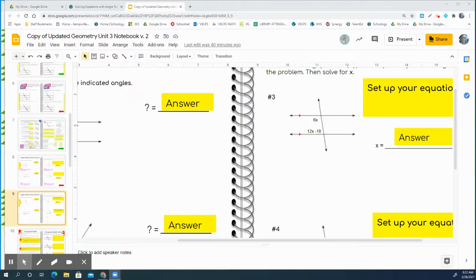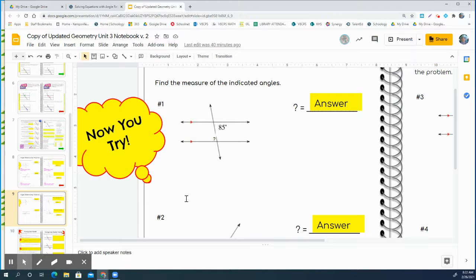Got about 60 more seconds. You're doing all 4 problems on slide 9. So to wrap up the question you're on, I'm going to share my screen.